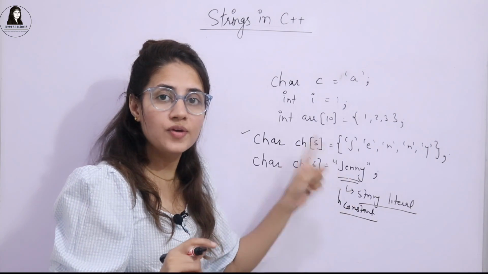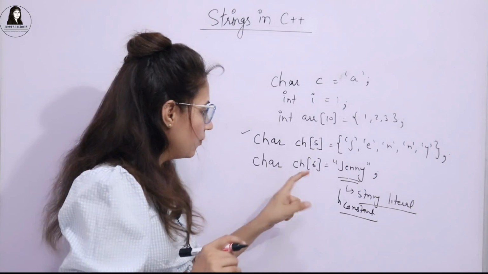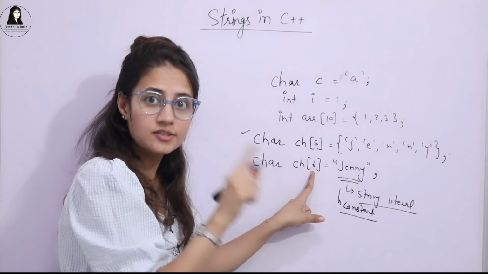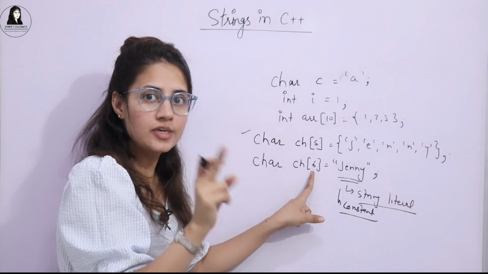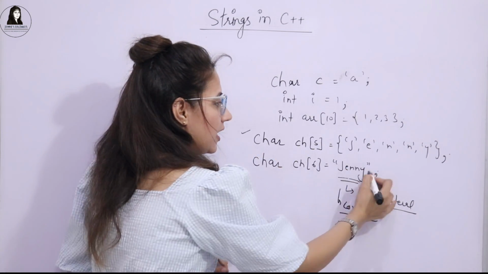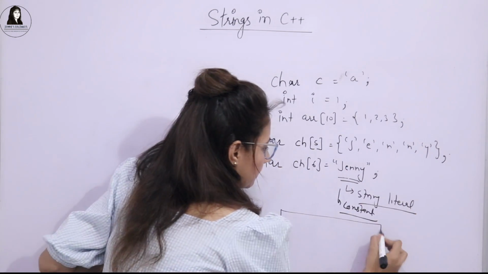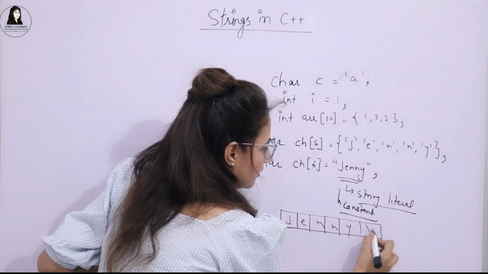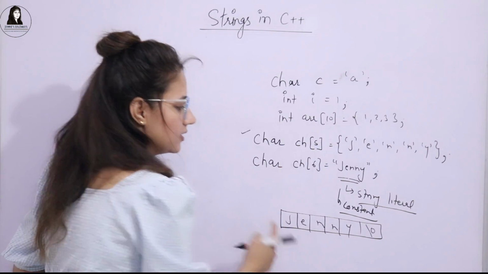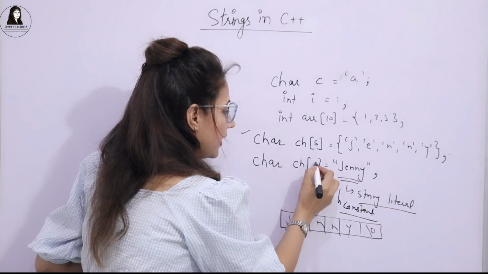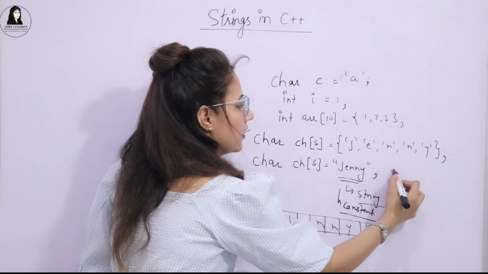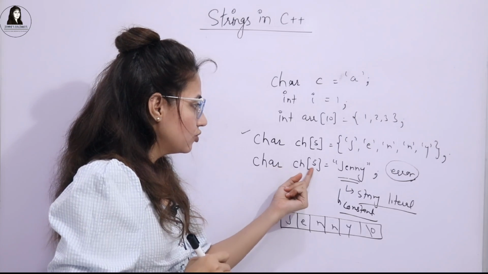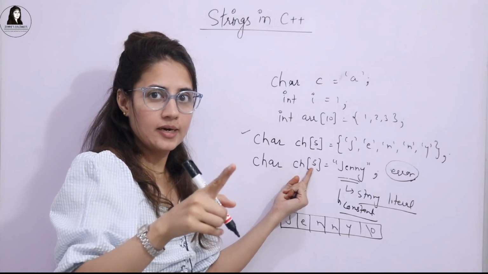And string literals always end with a null character. That is why I have taken the size 6, because 5 for these characters, 1, 2, 3, 4, 5, and 1 for null. So 6 we need. The compiler automatically adds null at the end while we are storing. So in memory, this would be stored something like Jenny and the null character. So the total is 6. If you write char ch[5] and try to store it like this, this will give an error. It can store only 4 characters and 1 null character, right?